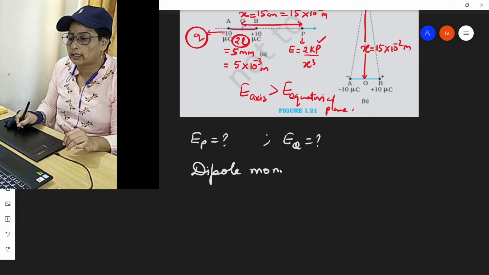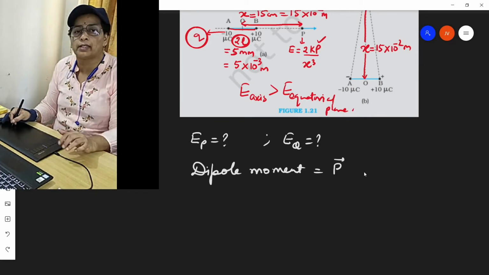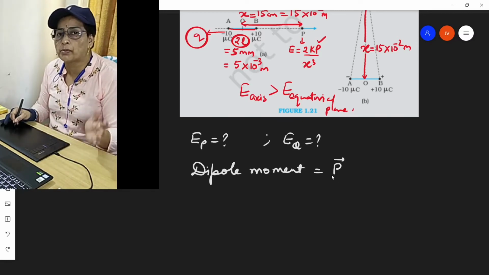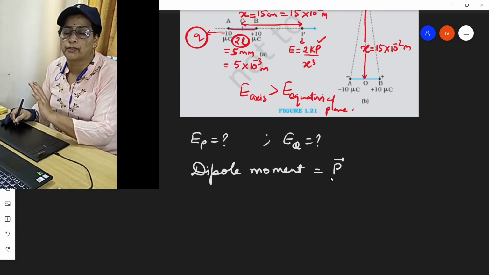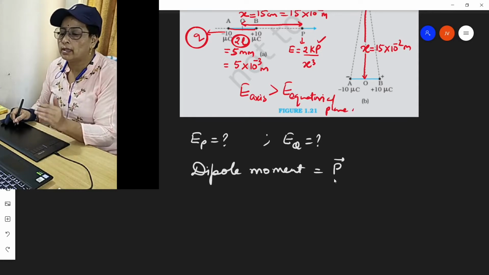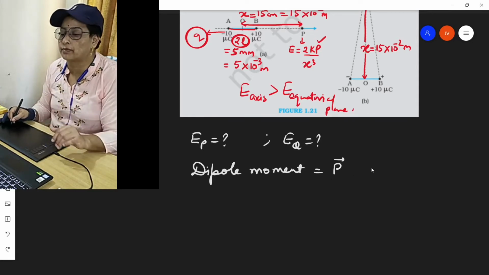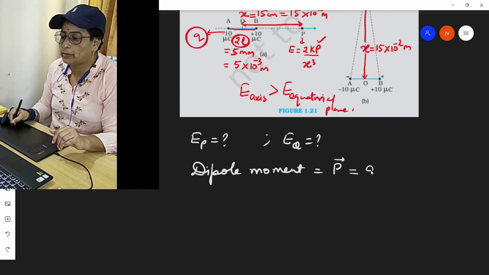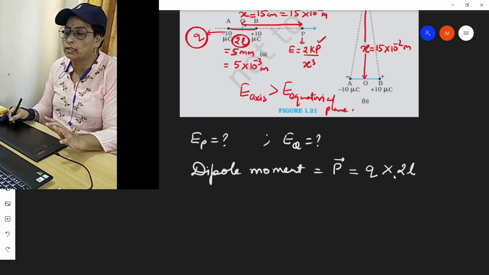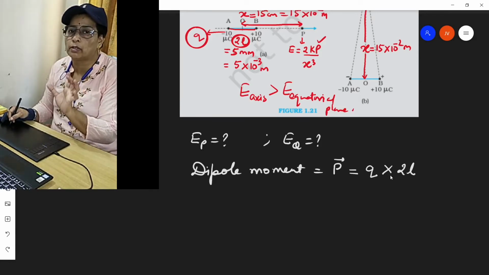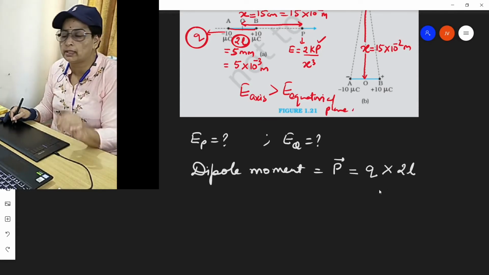What is a dipole moment? Dipole moment is represented by the symbol p. Dipole moment is a vector quantity. Electric field direction is always from positive charge to negative charge, or positive to infinity, or infinity to negative. But dipole moment direction is always from negative charge to positive charge. And dipole moment is calculated as charge into charge length, so q into twice l. Twice l is the distance between the equal and opposite charges which form a dipole.